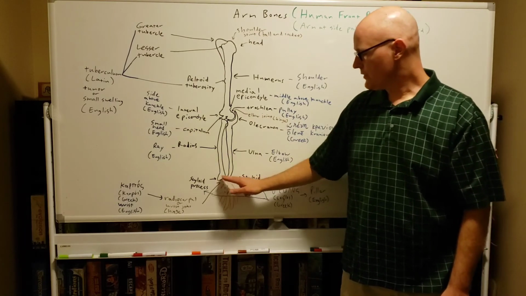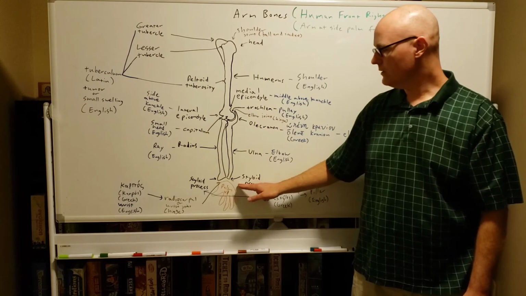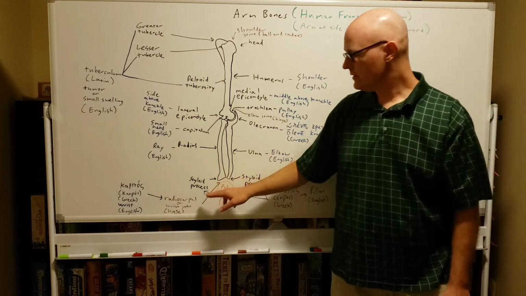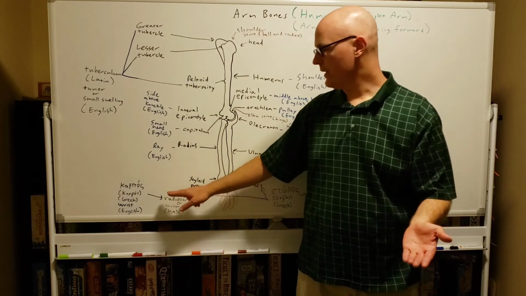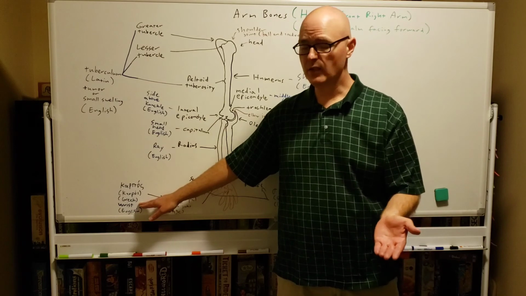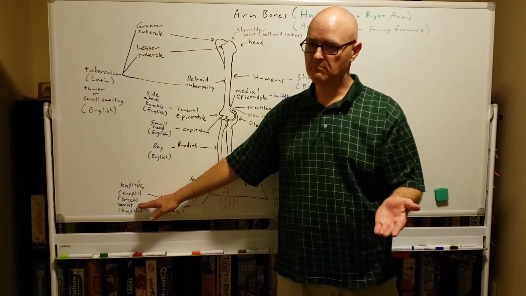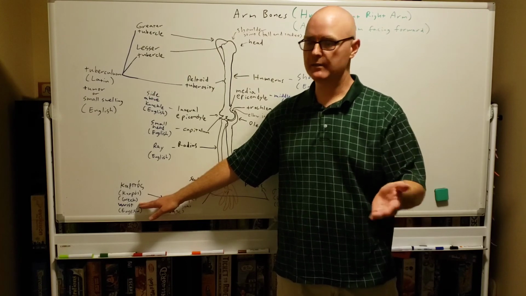All right, and then of course, at the bottom of the radius and the ulna, we have the wrist, or the radiocarpal. Radiocarpal comes from karpos, which is Greek for wrist. It's also Greek for fruit, but I don't know why. It just happens to be both fruit and wrist.